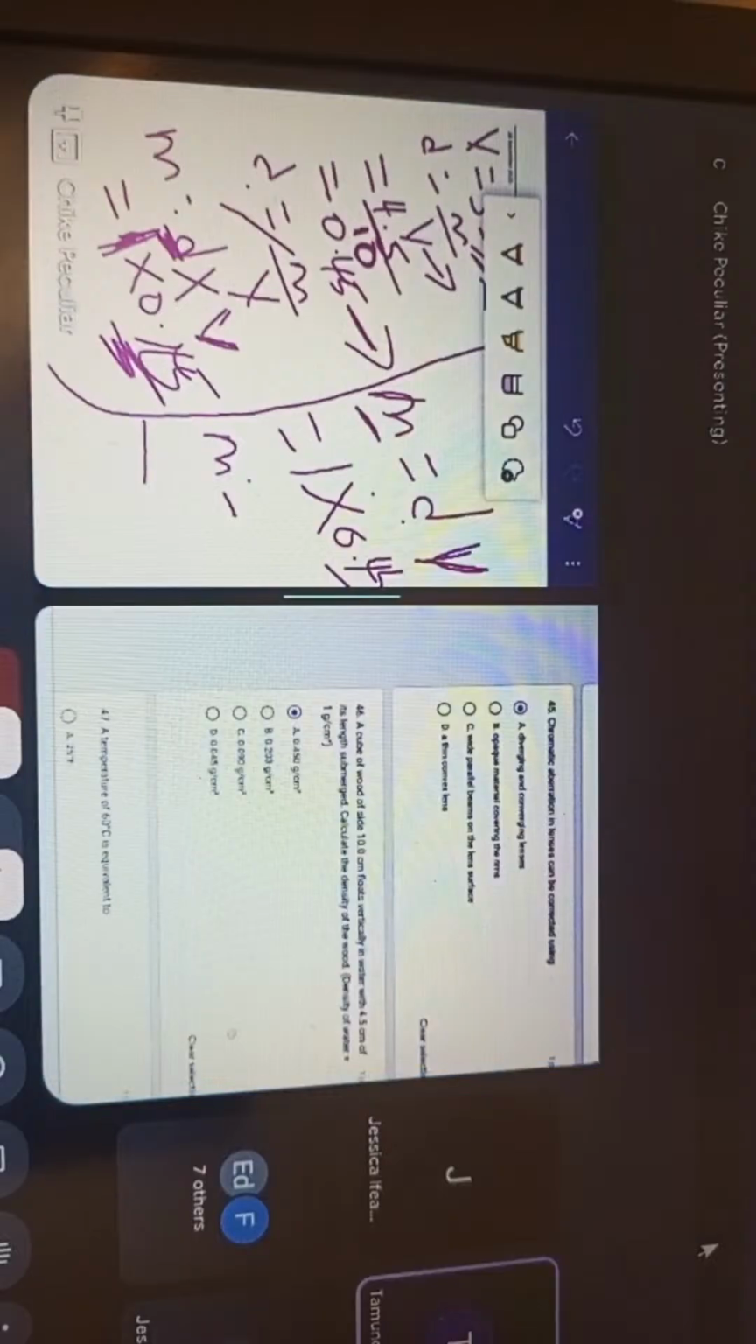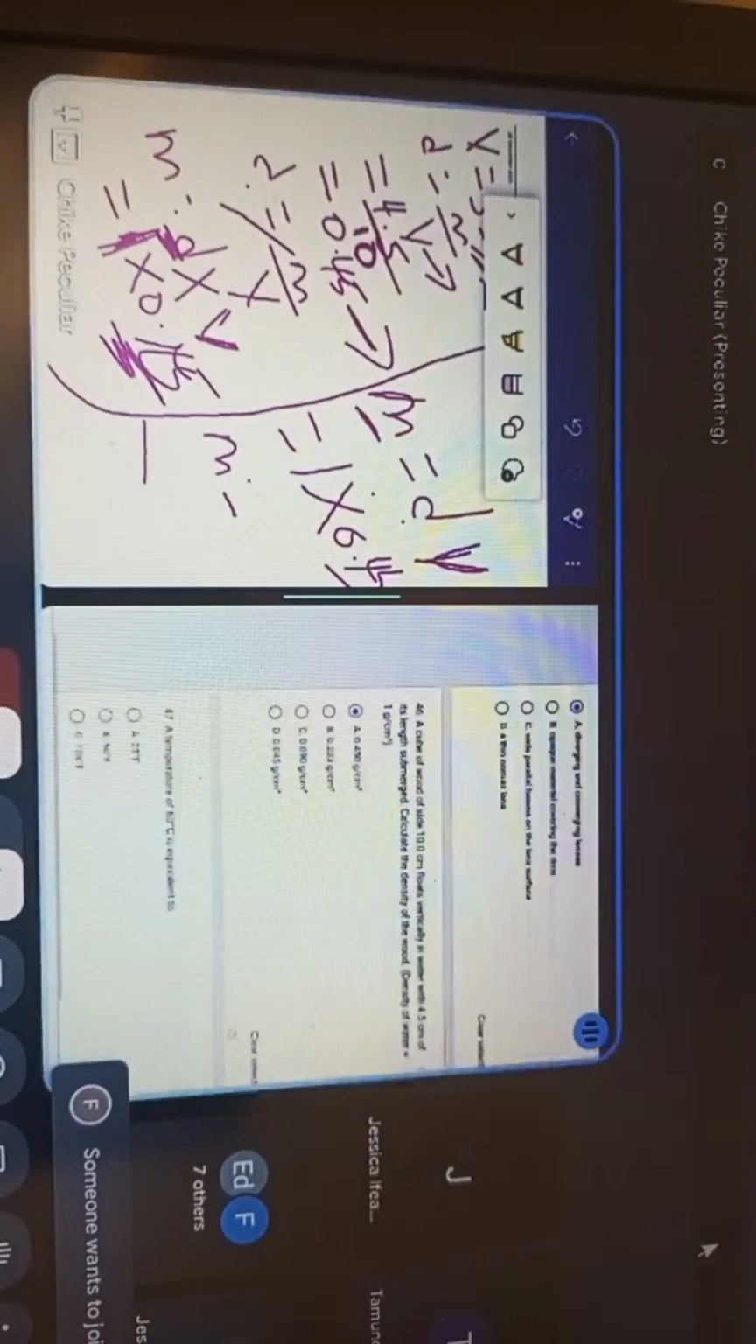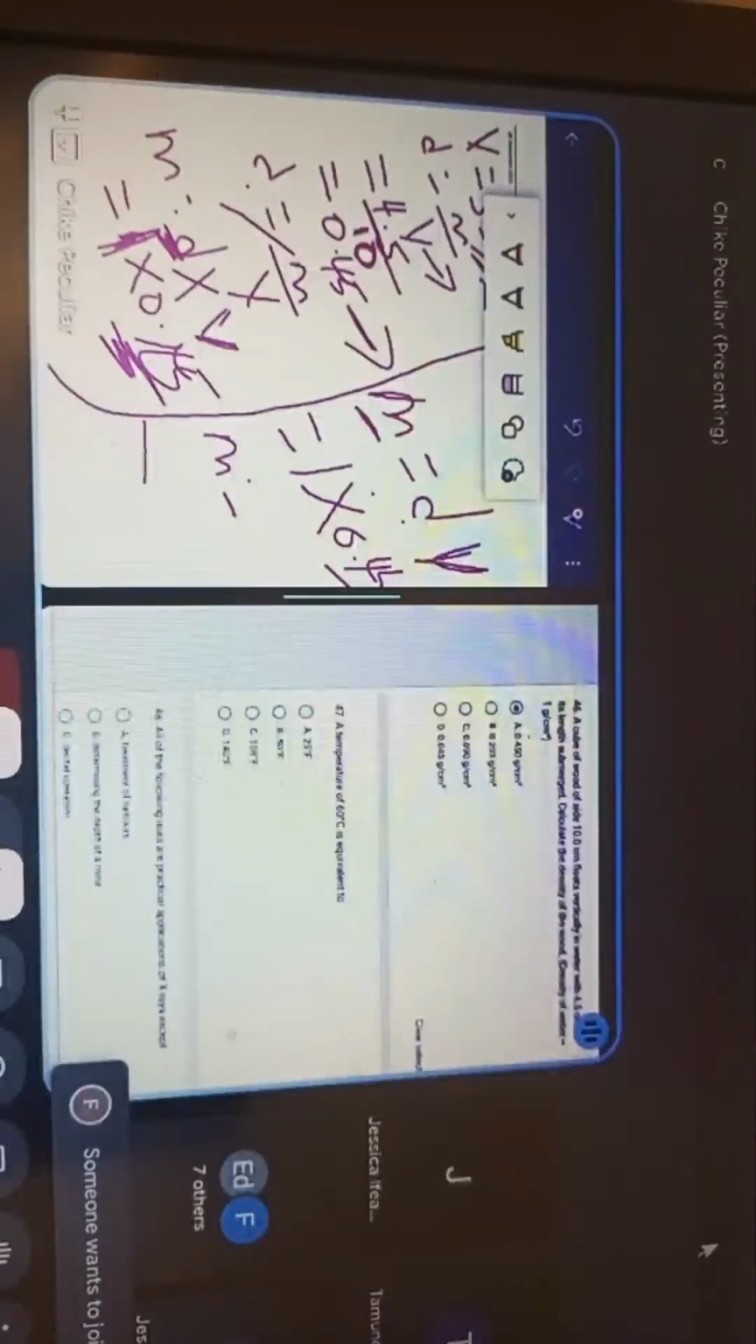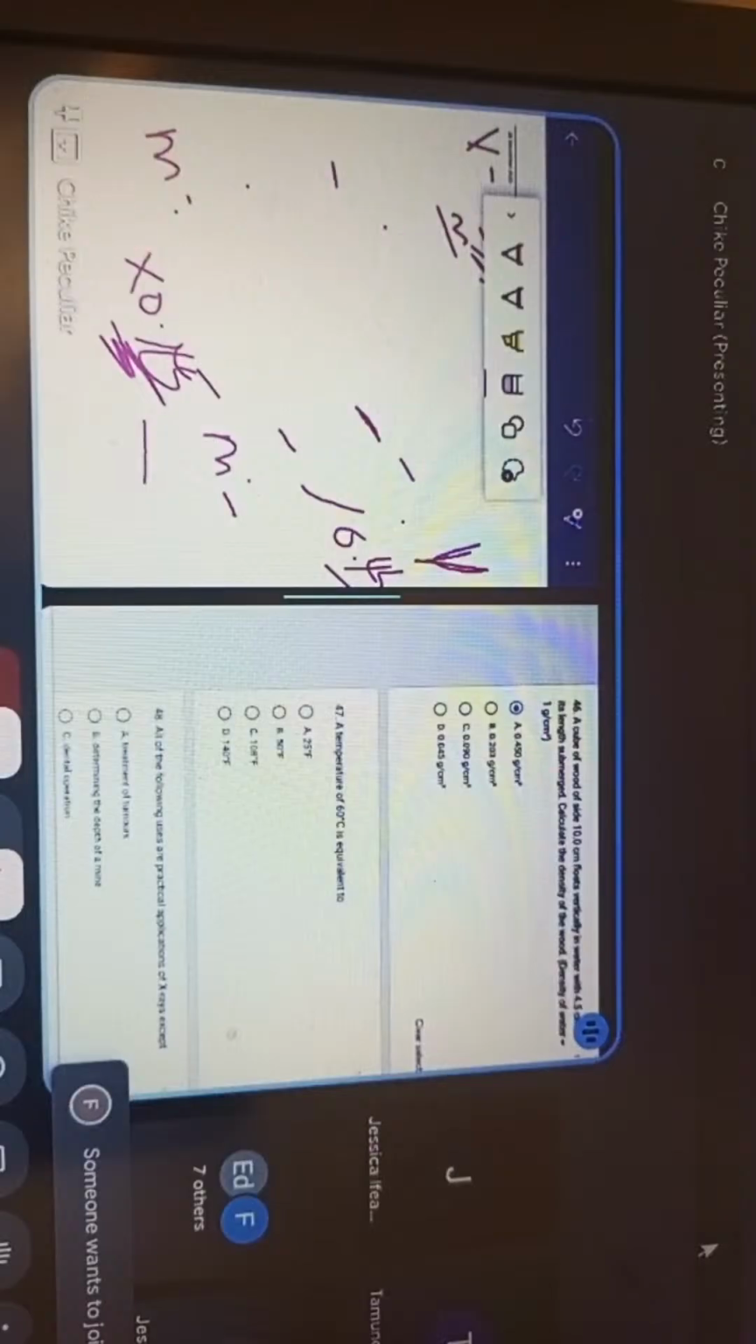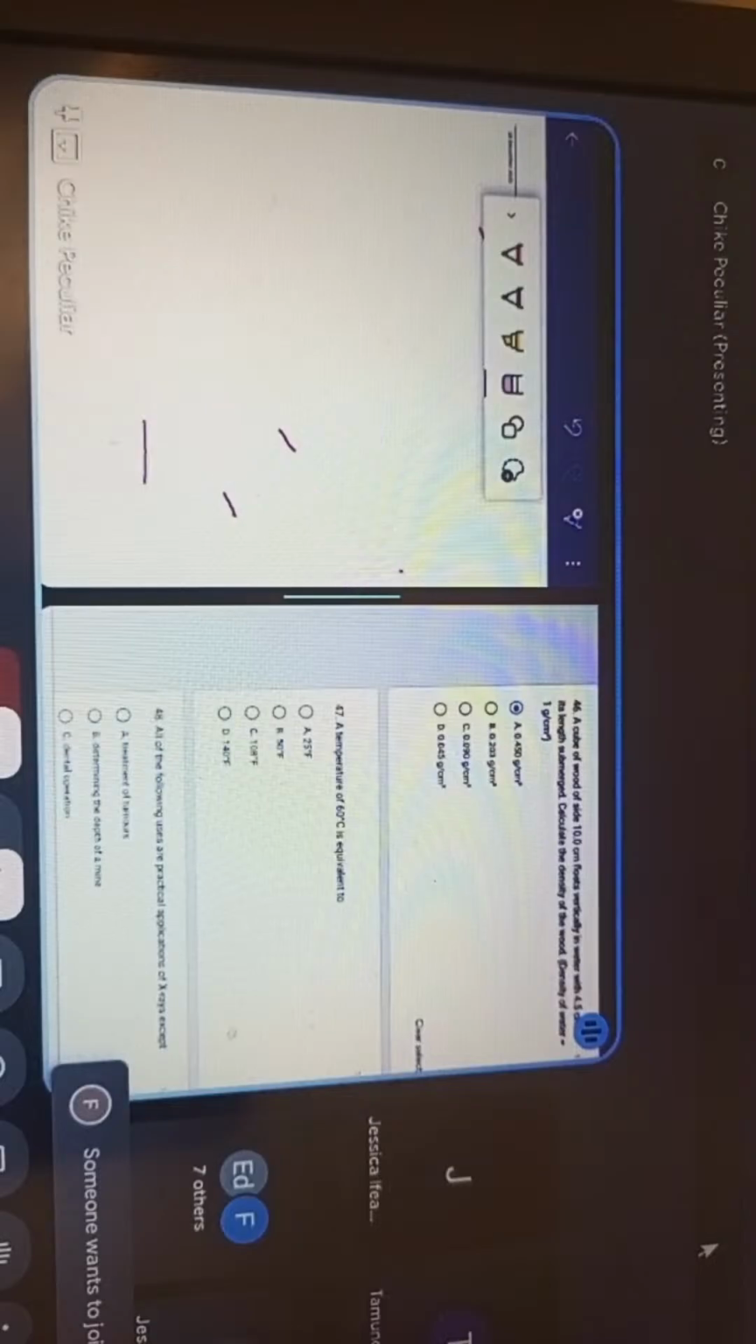Yes, sir. Alright. So the next question says a temperature of 60 degrees Celsius is equivalent to dash. Since all the answers are in Fahrenheit, that means I'm converting it to Fahrenheit. So what do I use to convert to Fahrenheit? Do you remember the formula? There are many ways. You can use the upper fixed point of water, 212 and 32, or you can use the formula for converting from degree Celsius to degree Fahrenheit.